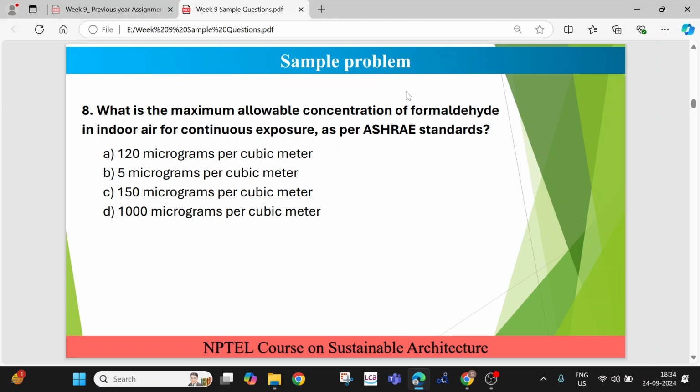So here is question number 8 for all of you. What is the maximum allowable concentration of formaldehyde? From the same table you can see the permissible limit of each concentration is also written. So what is the allowable concentration of formaldehyde in indoor air for continuous exposure as per the standards? What will be the right answer out of the 4 options? 120 micrograms per cubic meter, or 5 micrograms per cubic meter, or 150 micrograms per cubic meter, or 1000 micrograms per cubic meter.